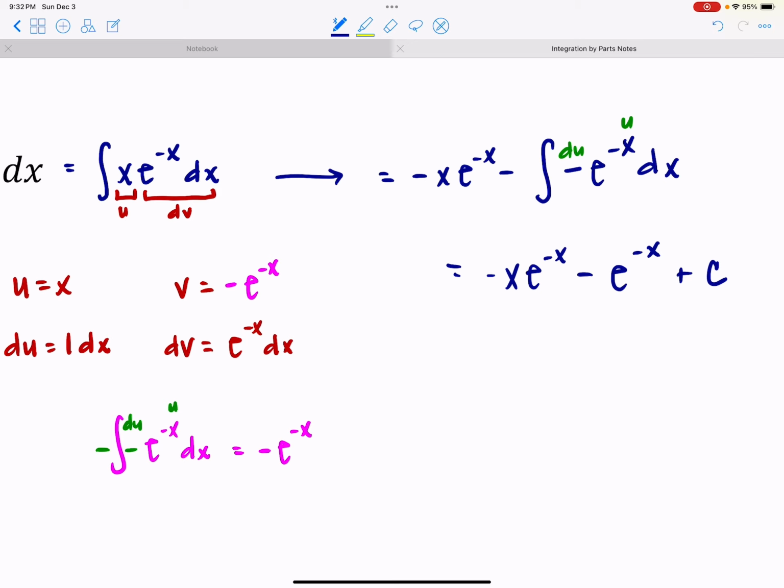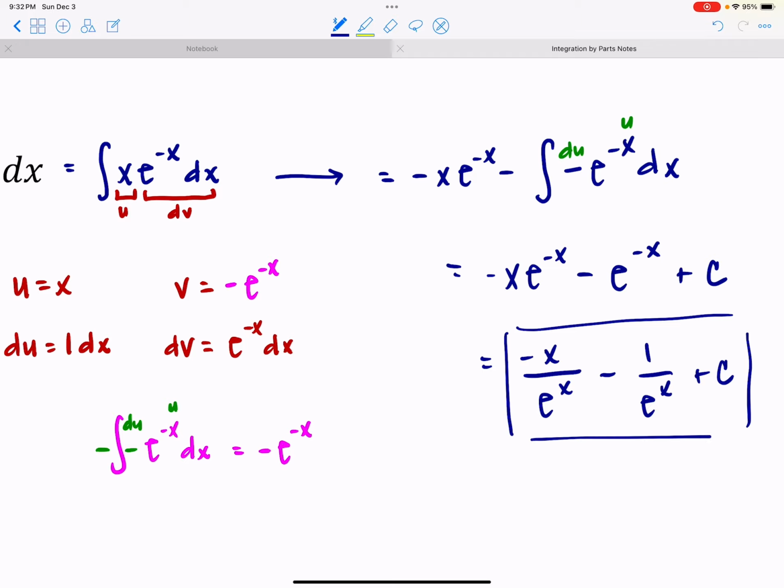And this would be an okay way to leave the answer, although we tend to not like to leave negative exponents. So if I was going to clean this up, move the e to the bottom here, move the e to the bottom here, and then plus c. Although either one of those answers would be fine, this would be the version that I would prefer, and probably most would prefer.